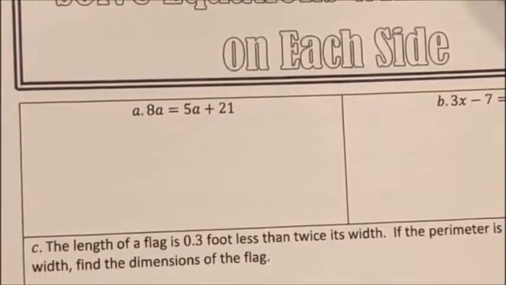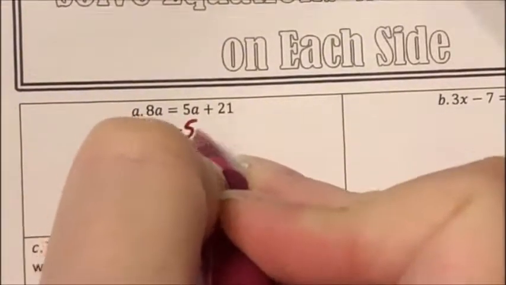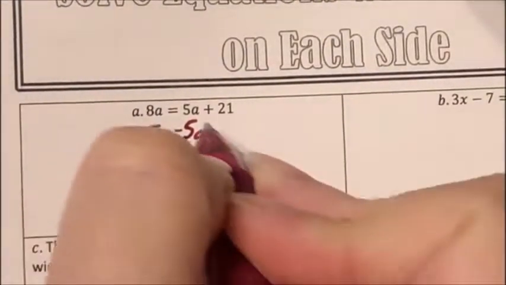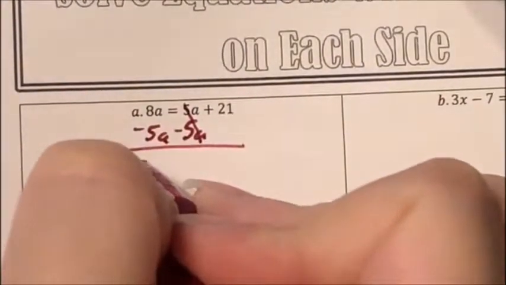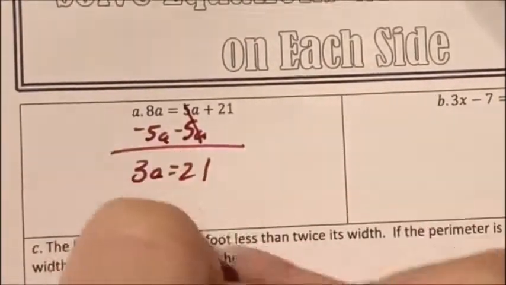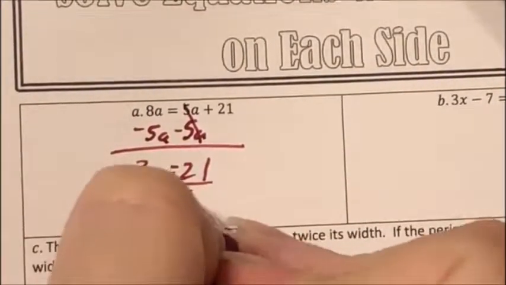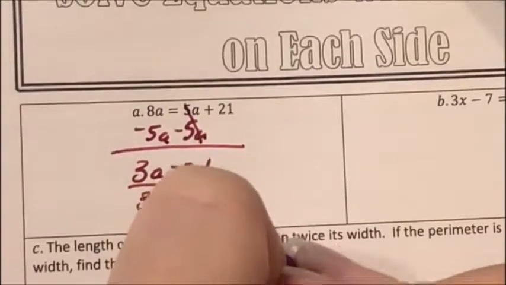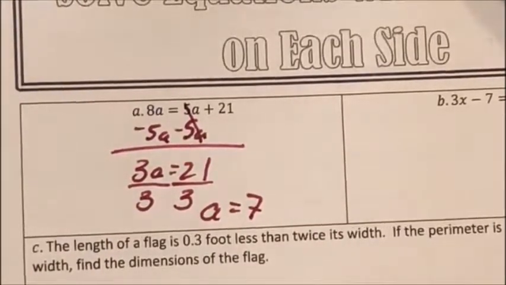All right, letter A. Letter A says 8a equals 5a plus 21. Okay, so I want to get a by itself. So I subtract 5a from both sides. This cancels. I'm left with 3a equals 21. And I divide both sides by 3. a equals 7.